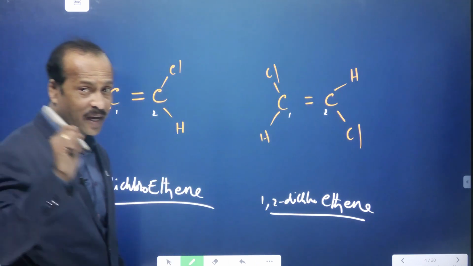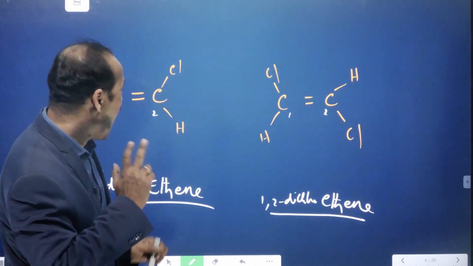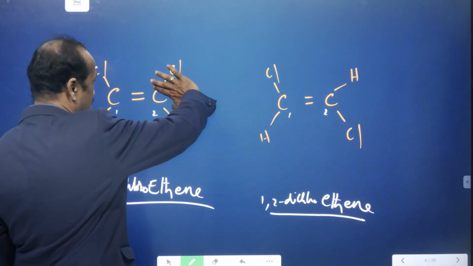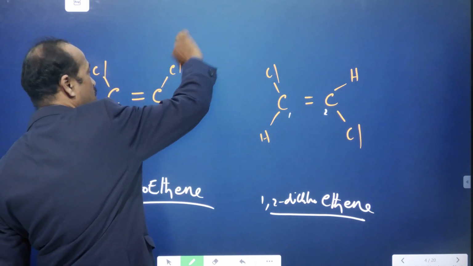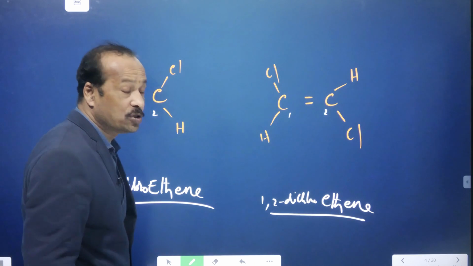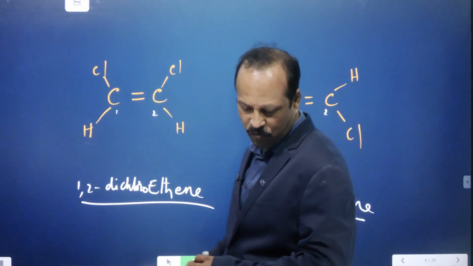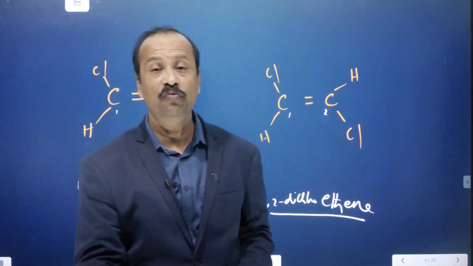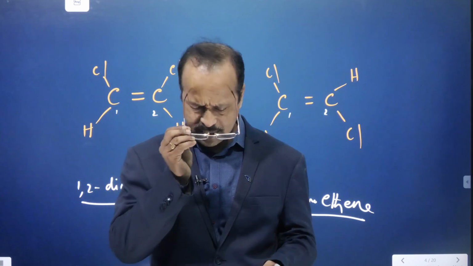If I want to convert this one to this one, or this one to this one, I have to break the bond. This bond should be broken, this bond should be broken, then this should be attached to this one, this chlorine should be attached to this one. So such a type of compounds are called configurational. What are they called? Configurational isomers. Clear? Okay. So this is a configurational isomer.